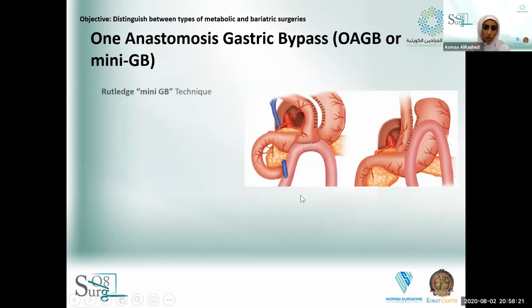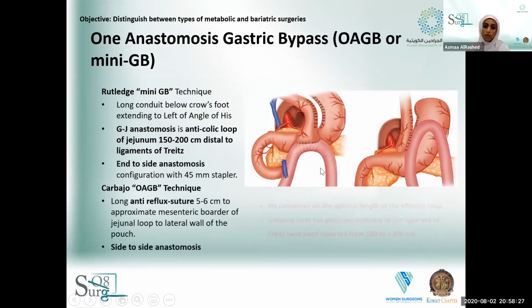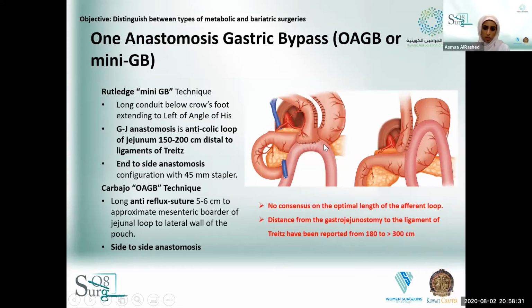Now the other procedure with 1 anastomosis. So think about it, it's like the Roux-en-Y gastric bypass, not the duodenal switch, the Roux-en-Y gastric bypass, but only with one anastomosis instead of the two. So basically there are two techniques. One technique will involve a GG anastomosis that is done end to side, and then the other technique would be side to side.